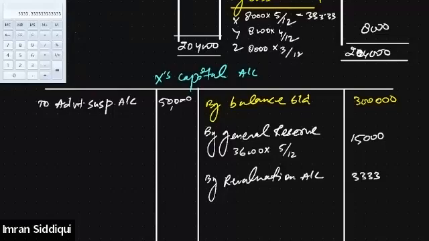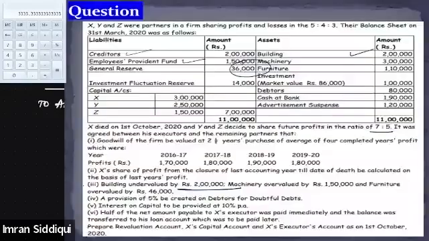Then is there any other thing given in the question? Now let's read the adjustment. Adjustment number 1: goodwill of the firm is to be valued at 2.5 years' purchase of the average. I want all of you to find out the goodwill of the firm and then accordingly determine X's share in it. Do it quickly, please. We will have to make a separate working note for the calculation of the goodwill.